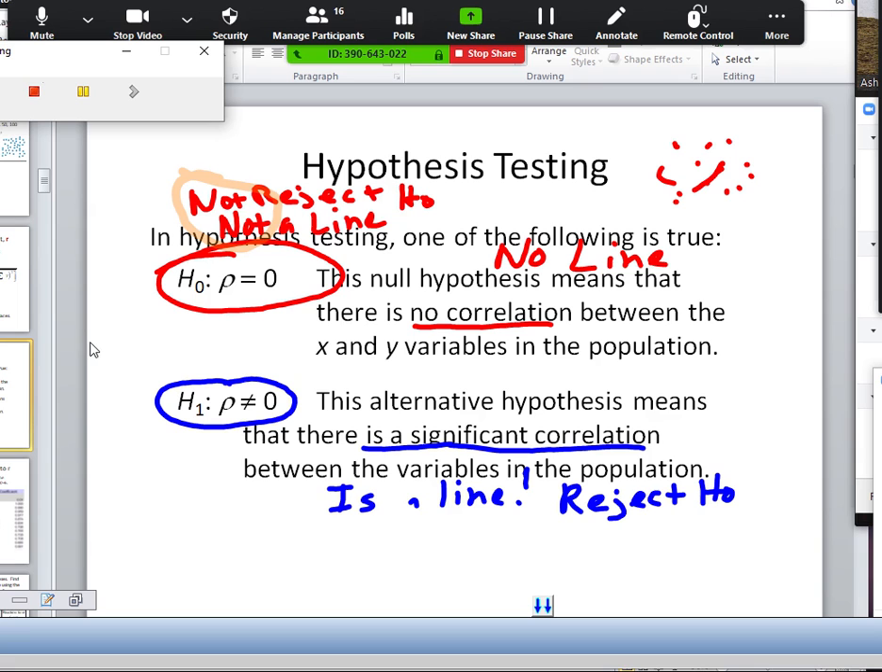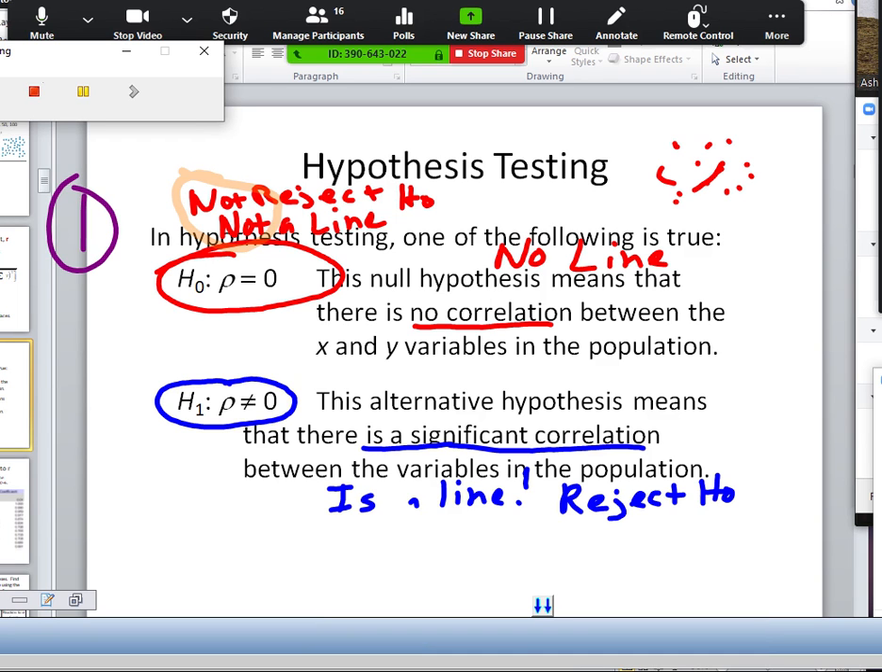All right, hypothesis testing, we have our 5 steps. The first step is this one right here. Our first step is our H naught, which is rho is equal to 0. That's always going to be the case for chapter 10. H naught is always, always, always no or not. In this case, no line, no correlation. That's what the H naught means.